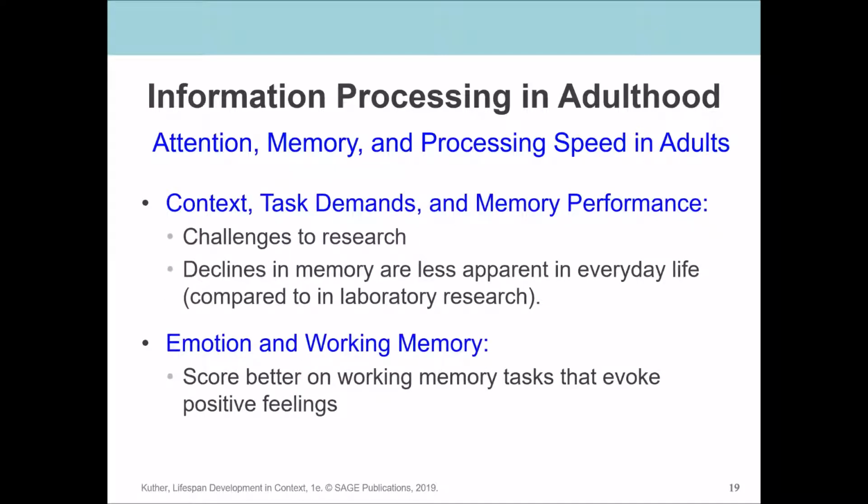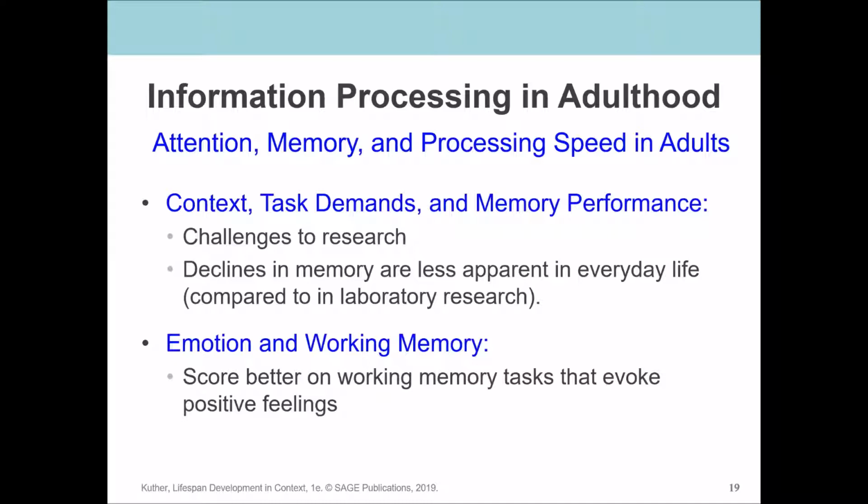Now, there are some challenges to measuring processing speed, attention, and memory in adults, because much of the time when we're doing this, it's in the laboratory, and so it can kind of seem a little bit artificial in the tasks that we're giving them. Now, middle-aged and older adults are less motivated by memory tasks in the laboratory as compared to younger people, and this may be because younger people have more recent school experience.